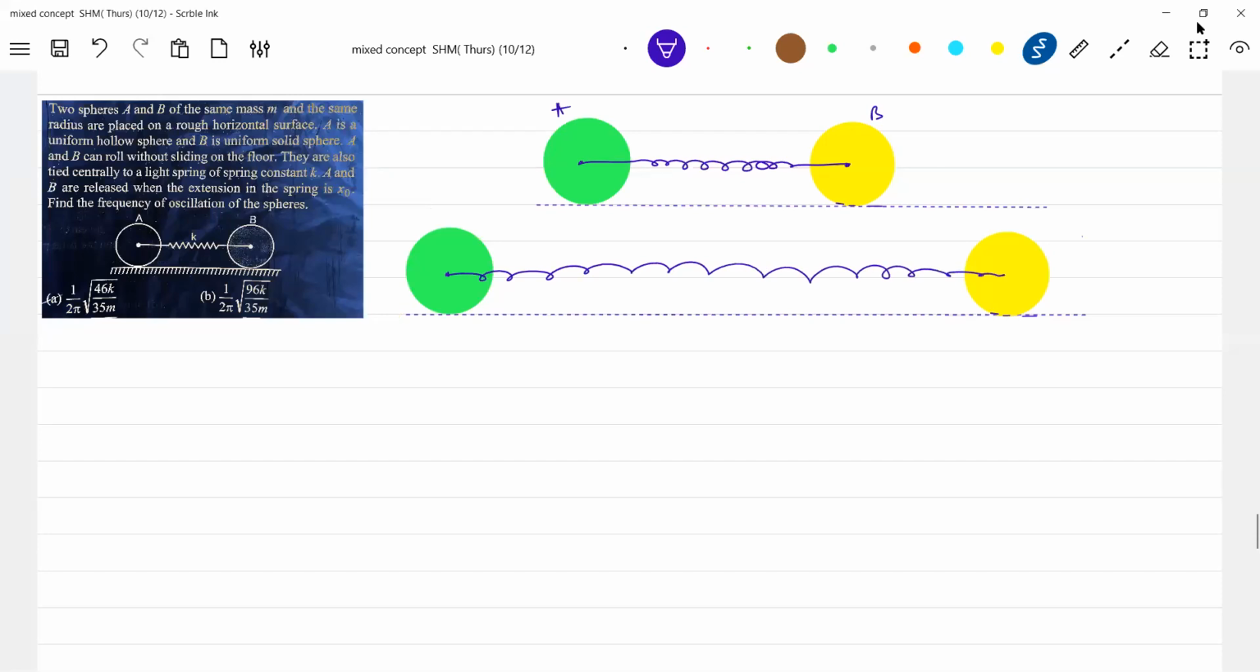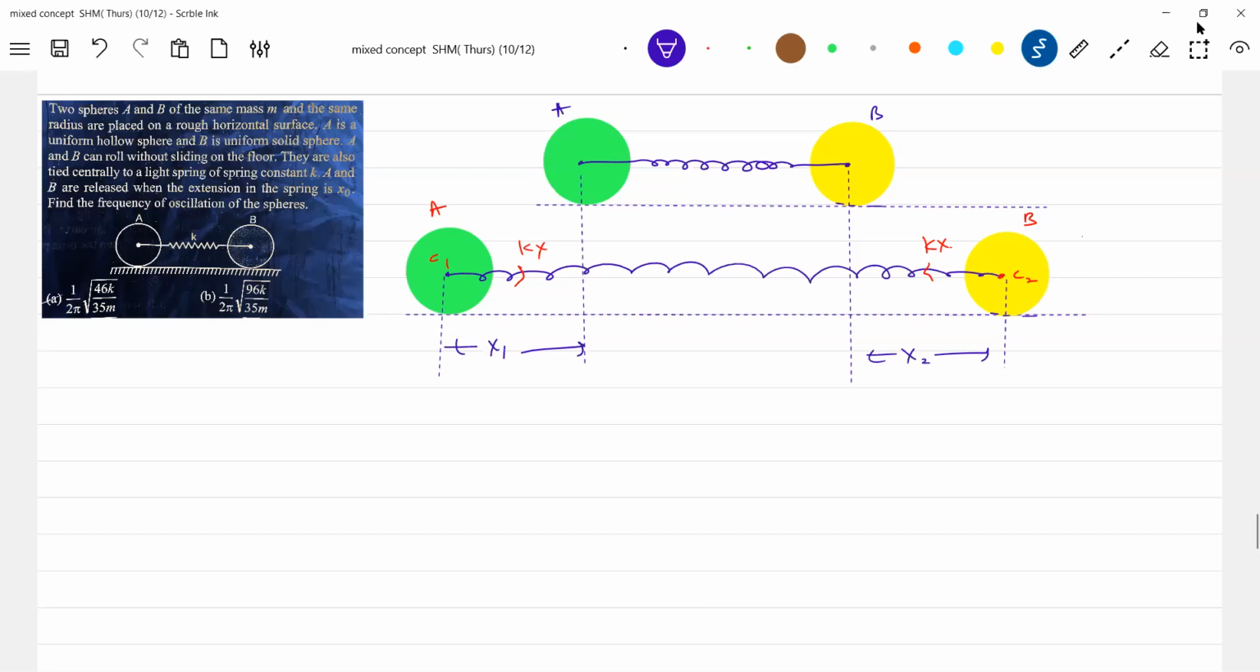So this is being displaced by x1, the same reduced mass, what we did, the similar condition here. And let this be x2. What is the total elongation of the spring? It will be x, not x1 or x2. I think everyone knows this. There's a center C2, there's a center C1.